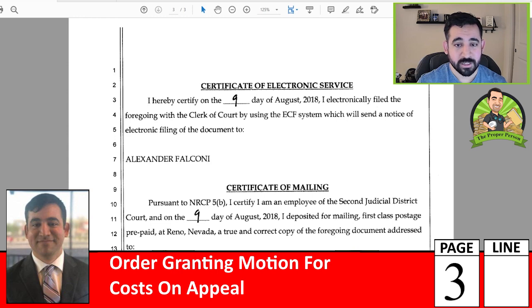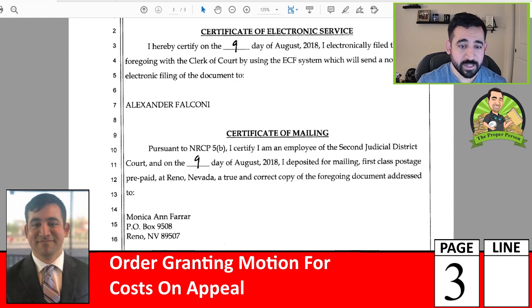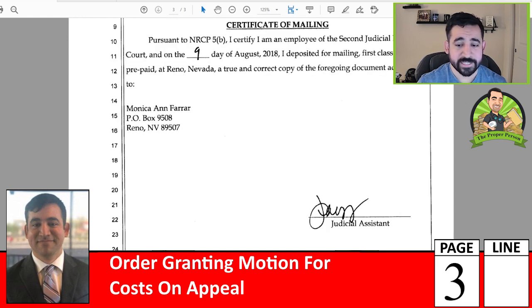Certificate of electronic service under Rule 5. Oh, she doesn't mention the rule. Oh, here it is. Yeah. Certificate of mailing under Rule 5. She's indicating this document was mailed to my ex.